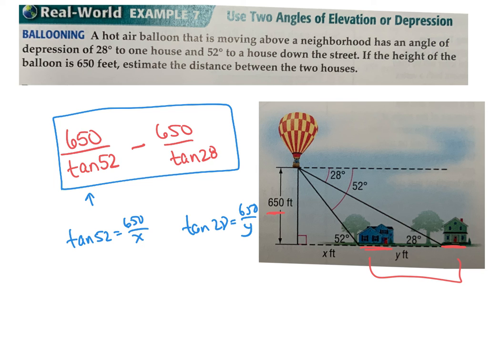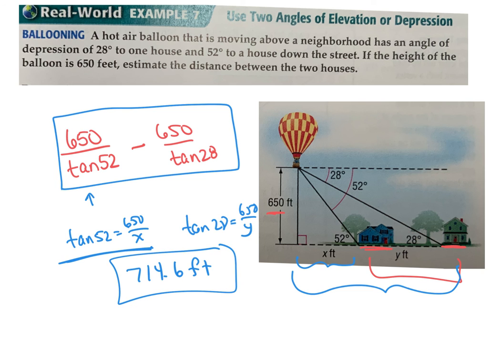Because I want the distance to the first house, that's this guy. So it ends up being 650 over tangent of 52, right? And then I want the whole distance away to this guy, and that's going to be 650 over y, which is going to be the tangent of the 28. And I want the distance between the two houses, so I have to subtract there. But you can plug it all in and get 714.6 feet.